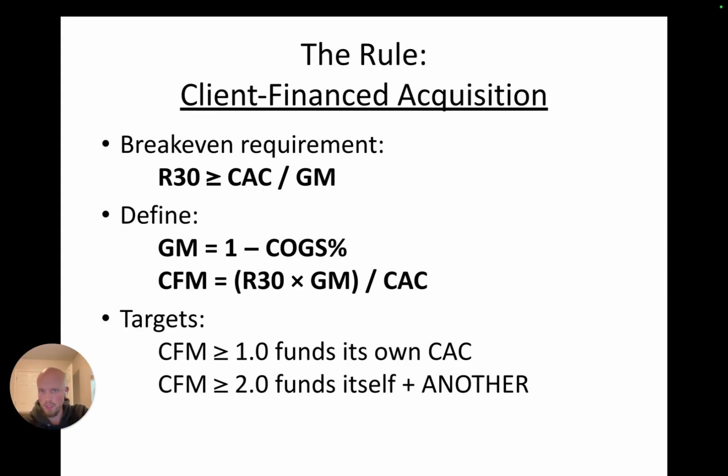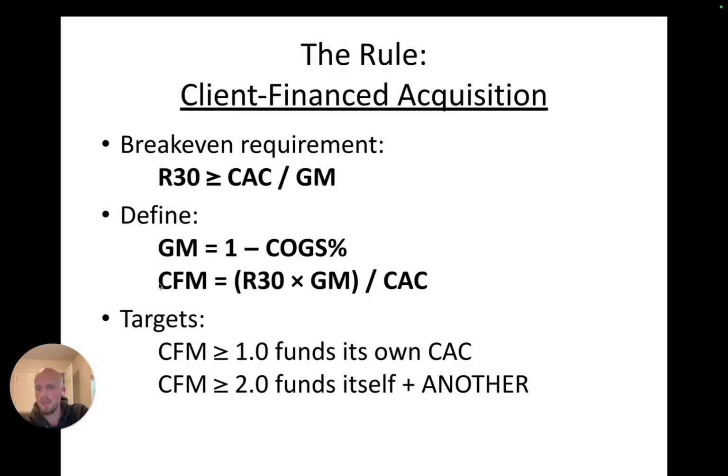So the rule for client financed acquisition: we want that 30-day cash to be greater than our customer acquisition cost divided by our gross margin. Defining some terms, gross margin is basically 100% minus your COGS. Figure out your COGS if you don't know what it costs you to produce a dollar. Look at your P&L, take your direct wages, so your field team, any materials or dump fees, add all of that together, and then subtract that from the total revenue. That's going to be your gross margin.